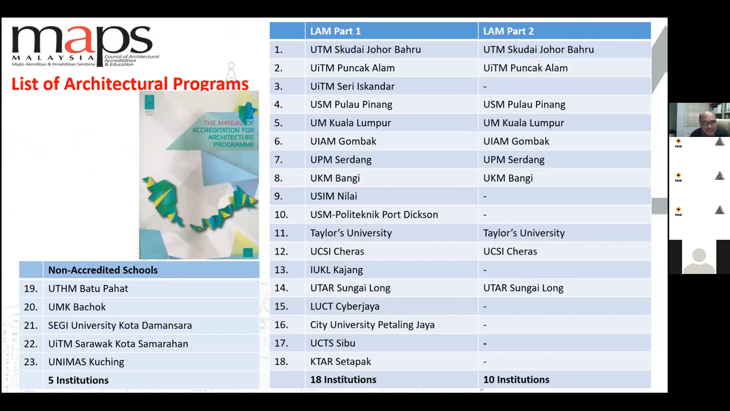Whereas the non-accredited schools running the LAM Part 1 program, we have 5: UTHM, Batu Pahat, UMK in Kelantan, Segi University, UITM Sarawak, and also UNIMAS Kuching. So the numbers keep growing. Even for the LAM Part 2 or MARCH program, there are, I think, a few schools running, but they still haven't got their graduating cohort, called MAPS for the accreditation visit.